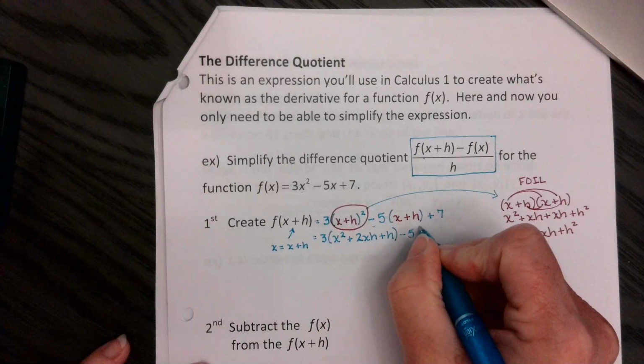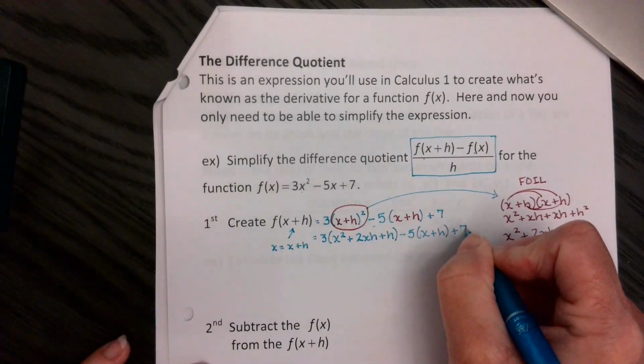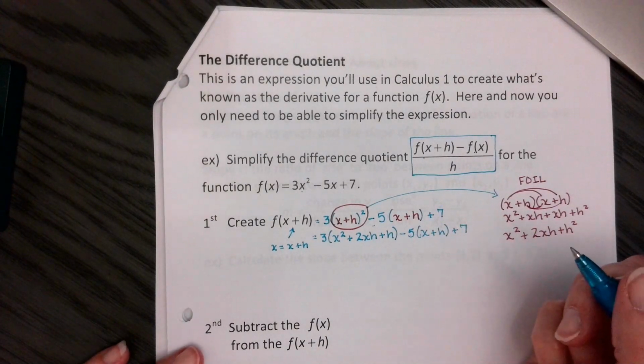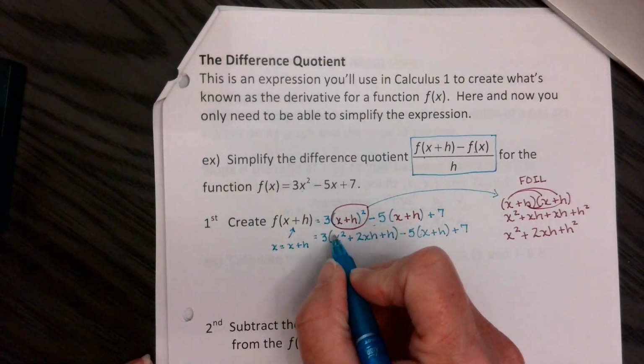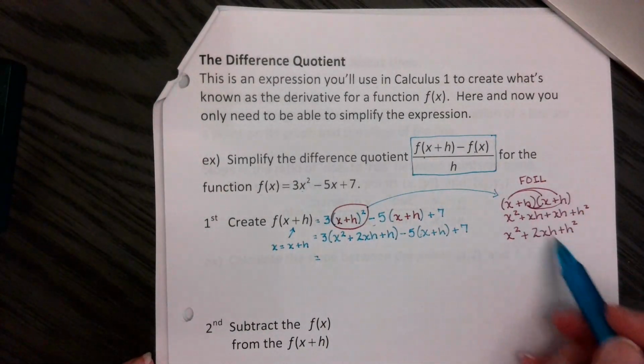Minus 5 times the quantity of x plus h. You could have distributed already, that's fine. I'm just going to do it in the next step, because I have to distribute this. Now again, I haven't done anything hard. The hardest part was doing the FOIL over here.